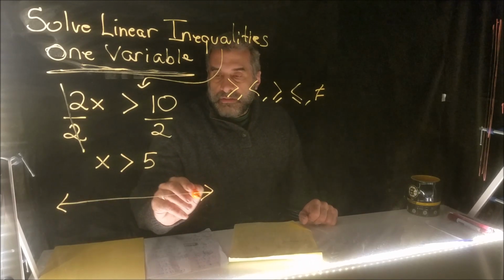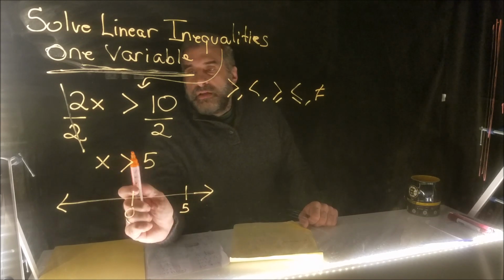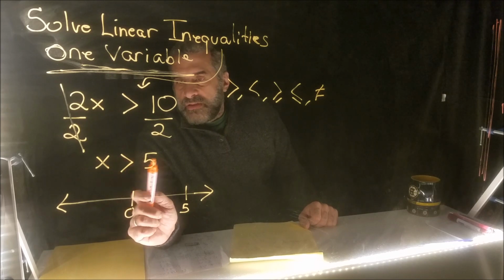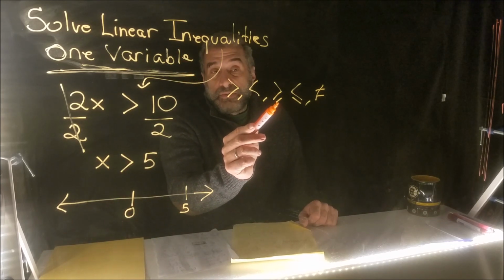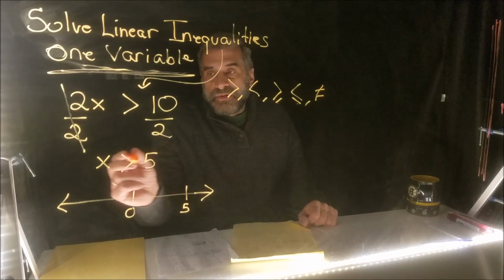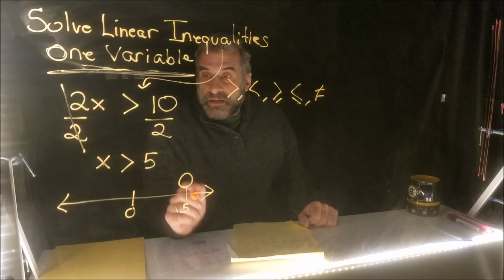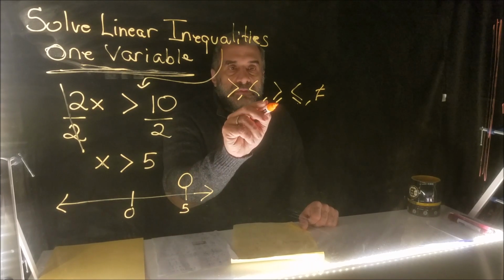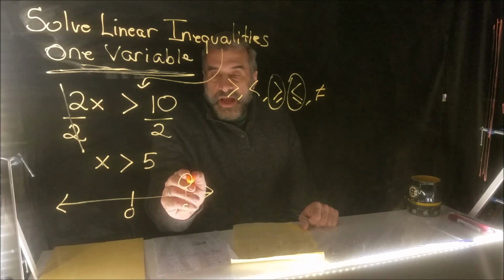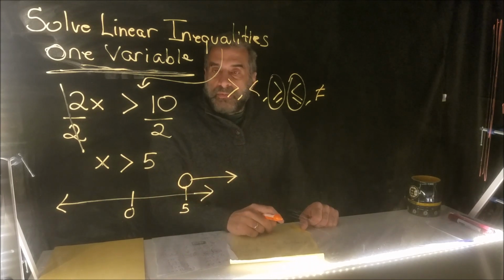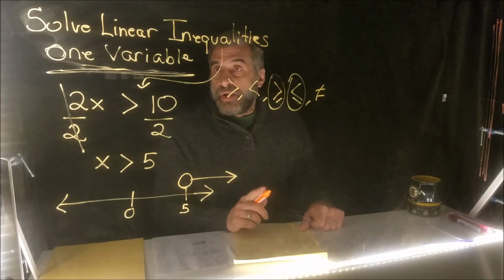Here's our number line. There's 0. There's 5. Now we're saying that x is greater than 5. It's not equal to. Over here you can say greater or equal to, or less than or equal to. No, we're saying x is just greater, so we're going to just make a circle. We're not going to fill it in. We only fill it in with these two. And we're saying x is greater, so x is going that way. So that's solving linear inequalities with one variable.